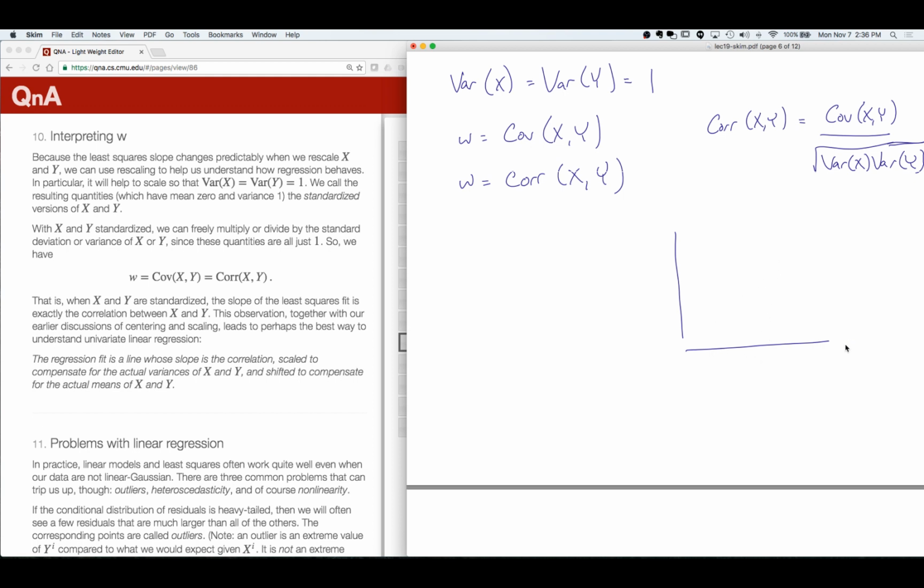So here's x, here's y. If we have x and y tightly clustered around a line, right? This is high correlation. Whereas if we draw the same plot, x and y, and they're much more widely distributed around a line, this is low correlation.